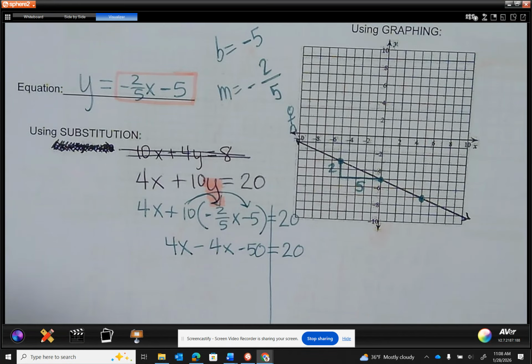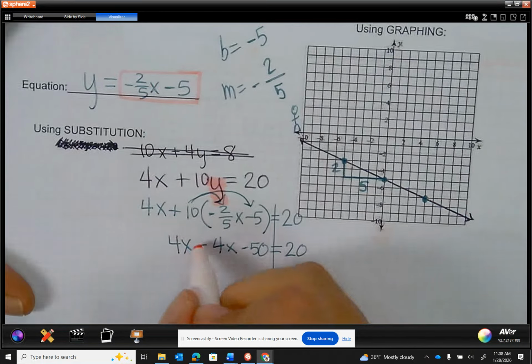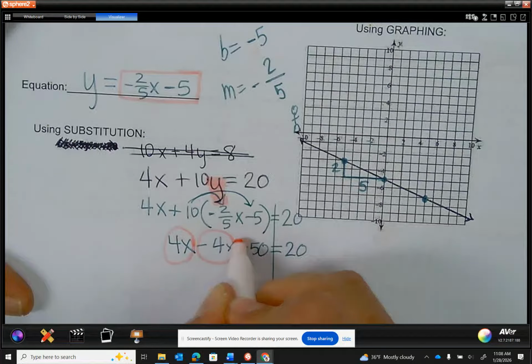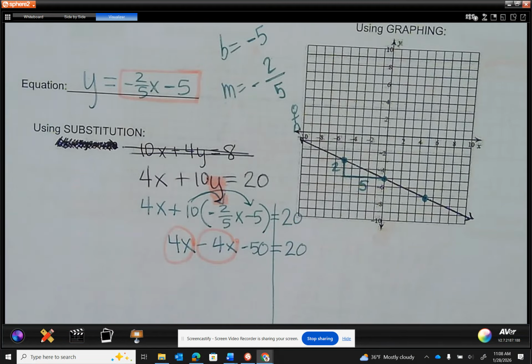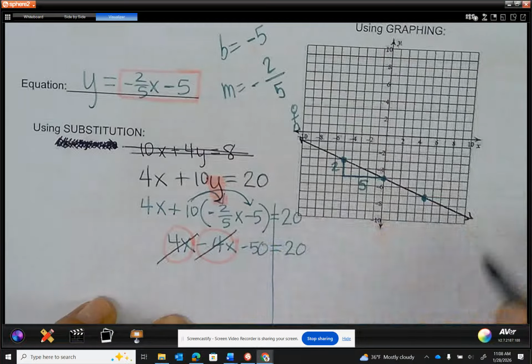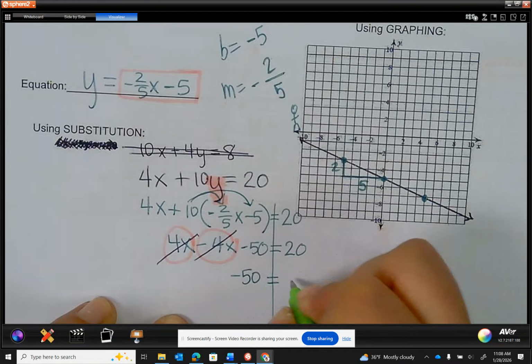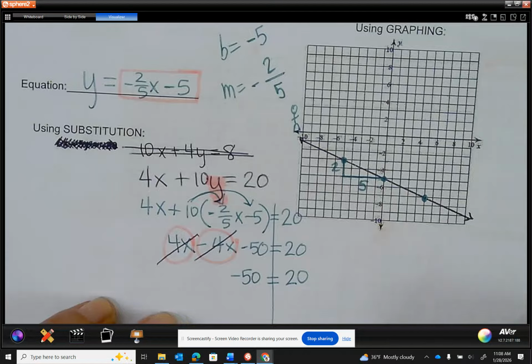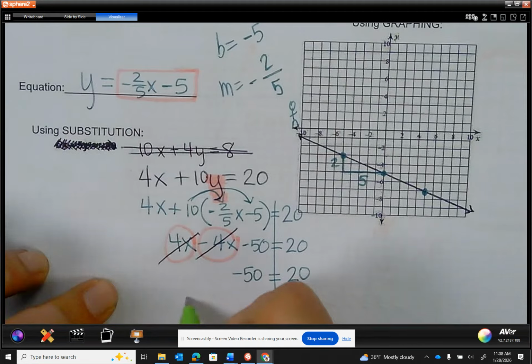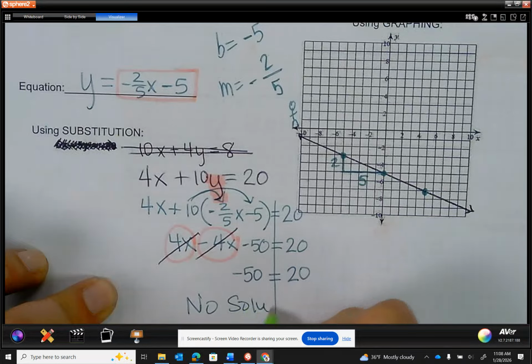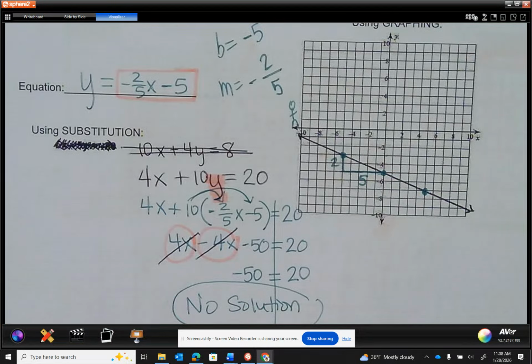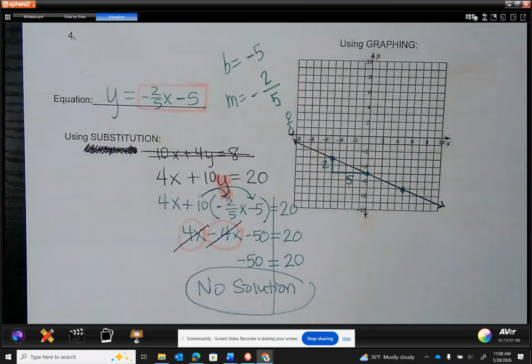Next, we have to combine like terms. I have a 4x and a negative 4x. What happens with those two terms? Cancel out, they're opposite. Is a negative 50 equal to a 20? So how many solutions? No solution, no solution. We also have to justify by graphing that this system is a no solution.